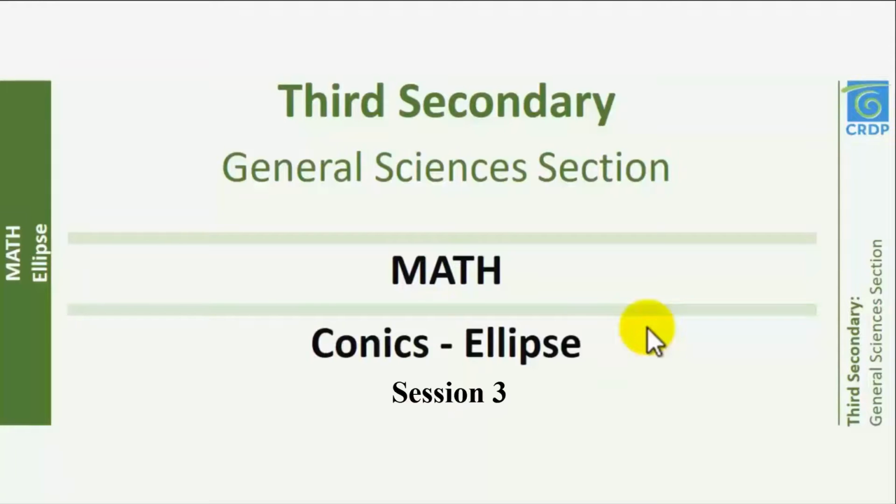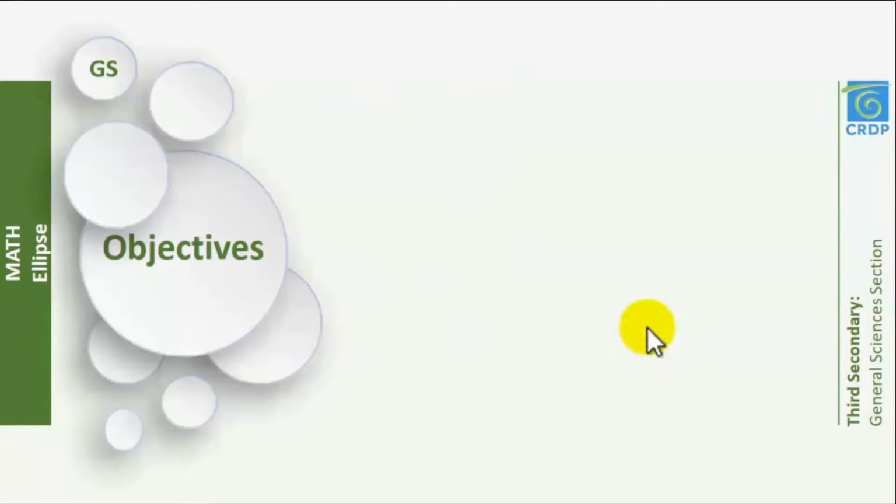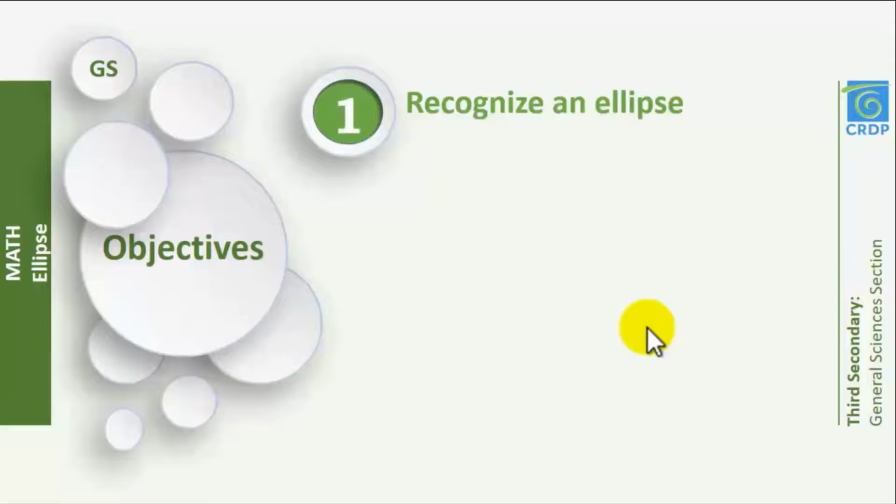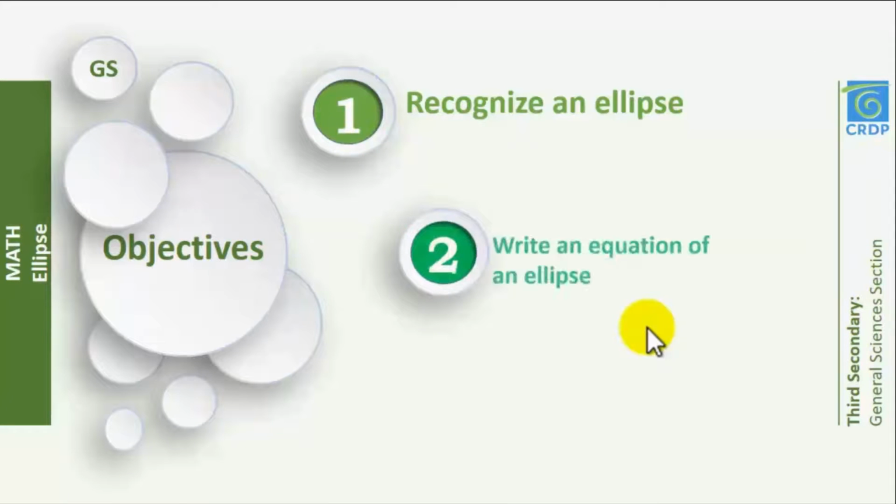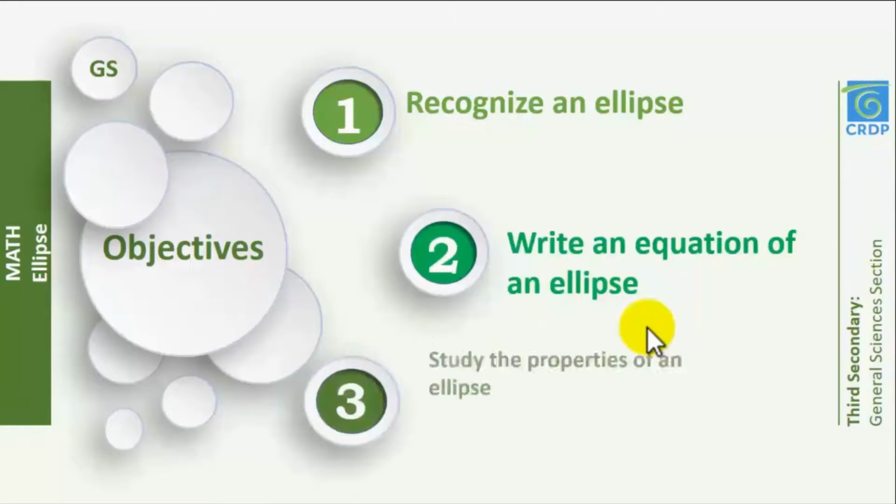In this session, we will present a new chapter of Conics-Ellipse Grade 12 GS section. At the end of this chapter, we will be able to recognize an ellipse, write an equation of an ellipse, study the properties of an ellipse. Let's start with an activity.